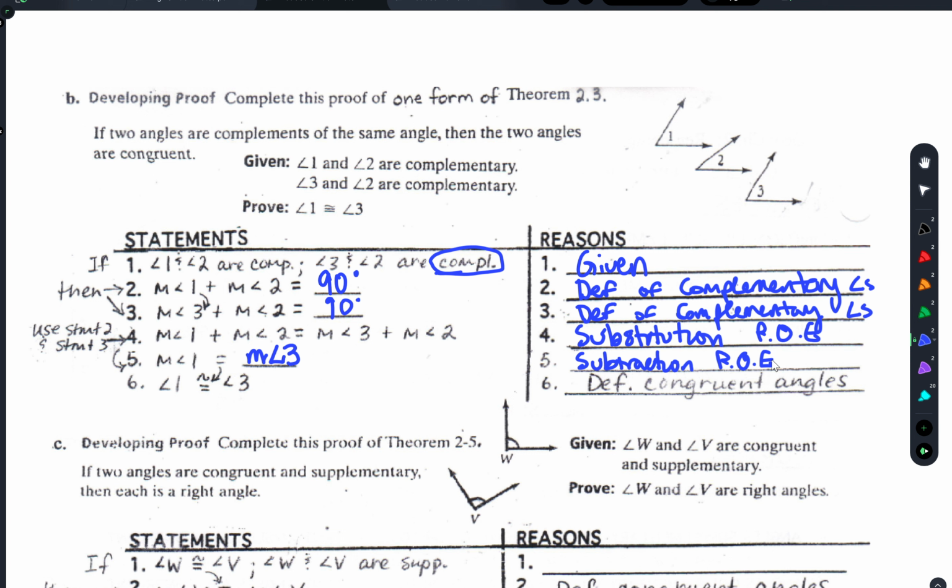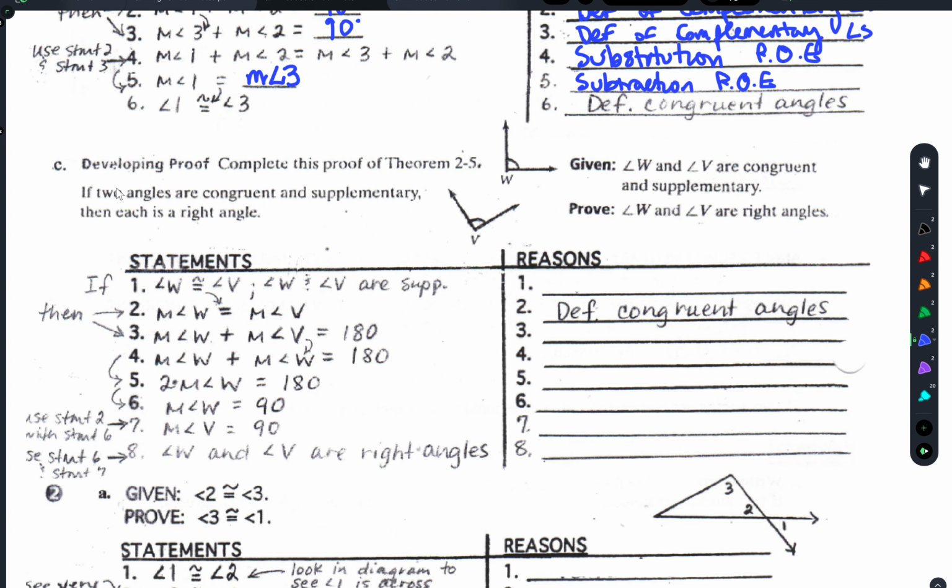And again, that weird little switching thing happens at the end. I'm switching from an equal sign to a congruent symbol. Definition of congruent angles. Questions on this one? Okay. Talk to the people around you. See if you can figure out letter C. And then keep going if you feel confident.